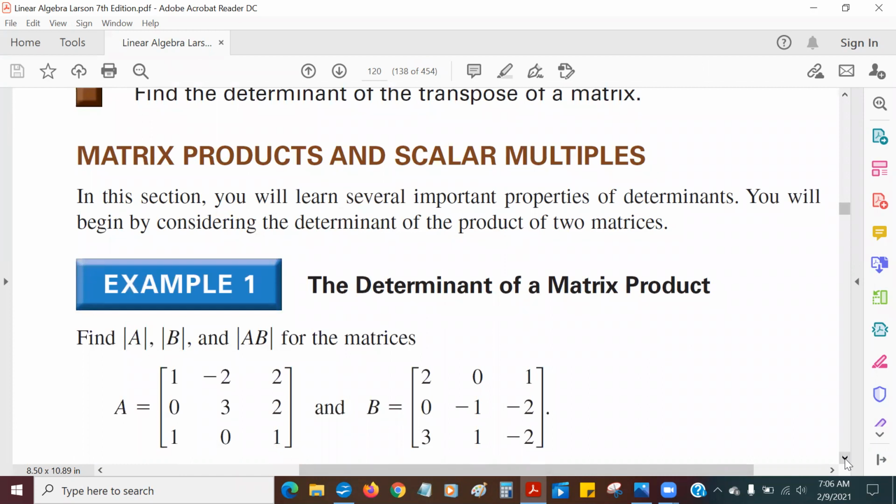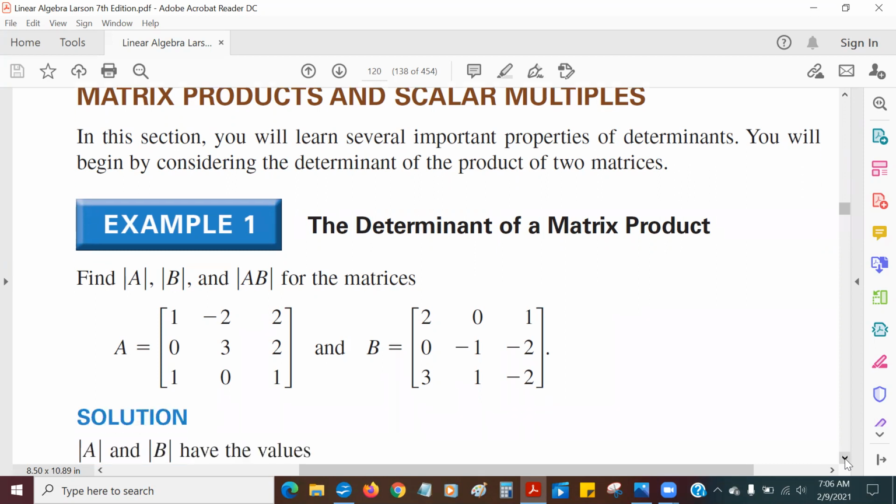Let's just try this. Here's a matrix A, and here's a matrix B. Now I want you to pause the video, and after you pause it, I want you to find the determinant of matrix A and the determinant of matrix B. Then I want you to multiply matrix A times matrix B with matrix multiplication and find the determinant of that product. So you have a bunch of stuff to do. Pause the video. Okay, we're back from our pausing. Let's move on.